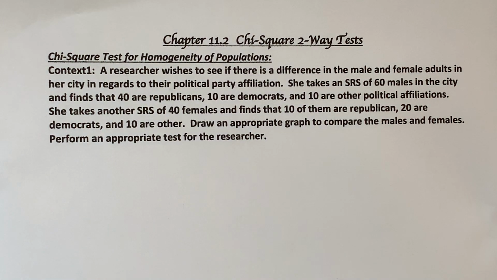Okay, we will now do section 11.2, which deals with chi-square two-way tests. We're going to have two kinds of tests in this section. We have no intervals in this chapter. It's just two types of hypothesis tests. One is the chi-square test of homogeneity of populations, and the other is the chi-square test of association or independence. And let's talk about when it's appropriate to do those things.